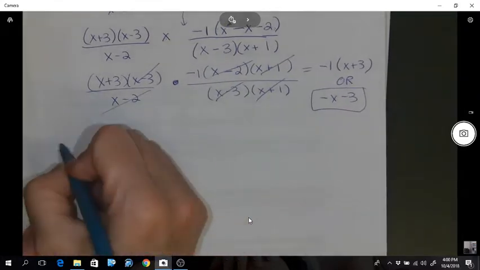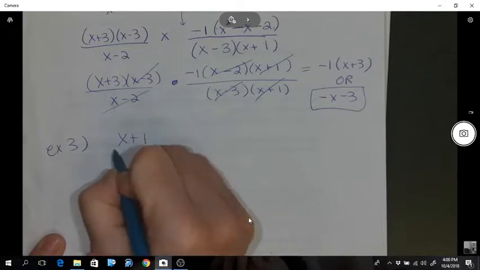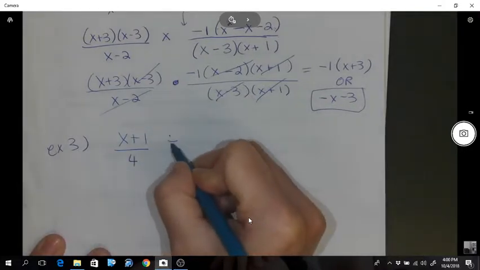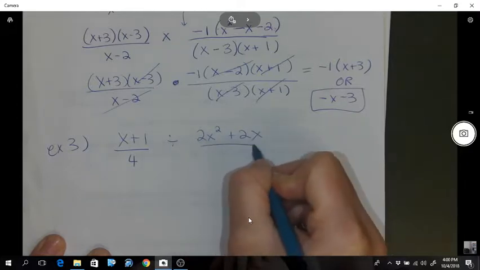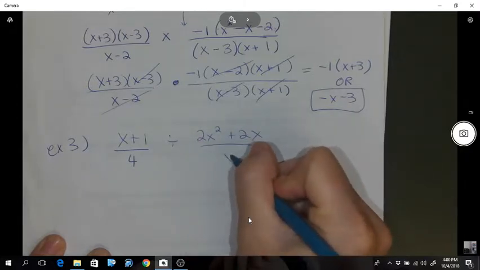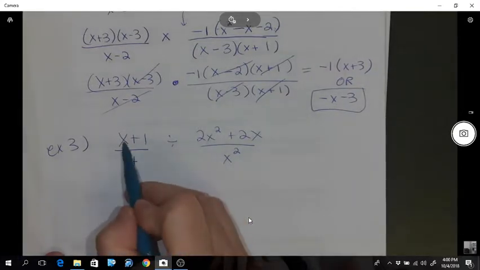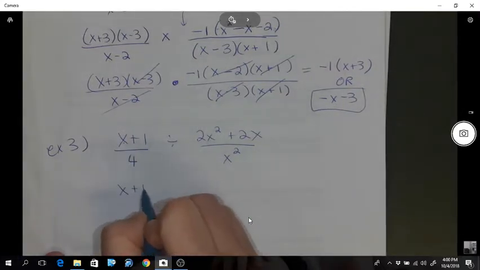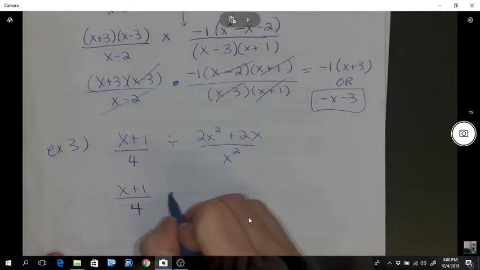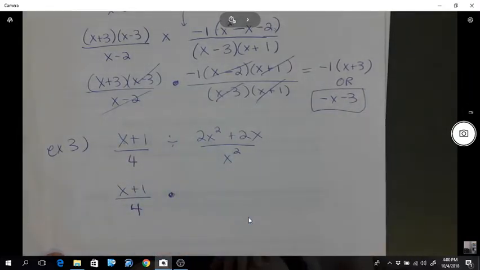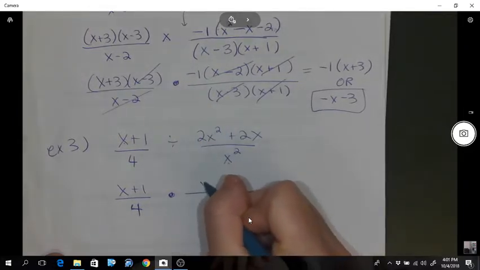Okay, one more. Example 3. We're going to go x plus 1 over 4 divided by 2x squared plus 2x over x squared. Okay, so this is factored. 4 is nothing you can do with 4. I'm going to change that division to a multiply. So x squared is now going to go in the numerator.